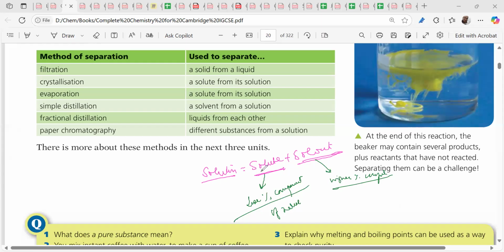Now to separate out the solute from the solvent, which process do we use? We do crystallization. Now in countries such as the UK, suppose I'm taking seawater, we need the salt. We have ample water. We don't need the water. We need the solute, so we do crystallization to take out the solute.